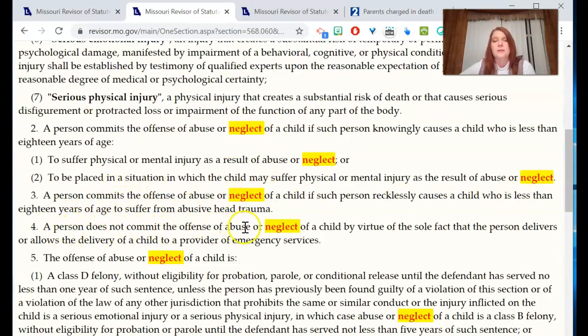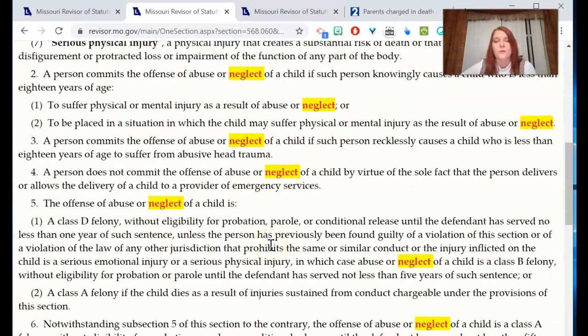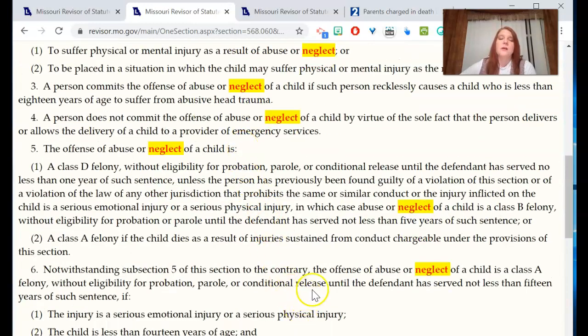A person does not commit the offense of abuse or neglect of a child by virtue of the sole fact that the person delivers or allows the delivery of a child to a provider of emergency services. So what they're saying is, if something happened and you brought the kid to the emergency room, that doesn't mean that you neglected the child. That's not an immediate thing that they can get you for just because of that. Anyway, so there's all kinds of different things in here.